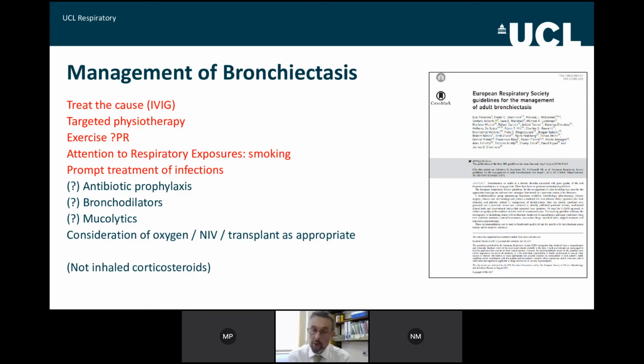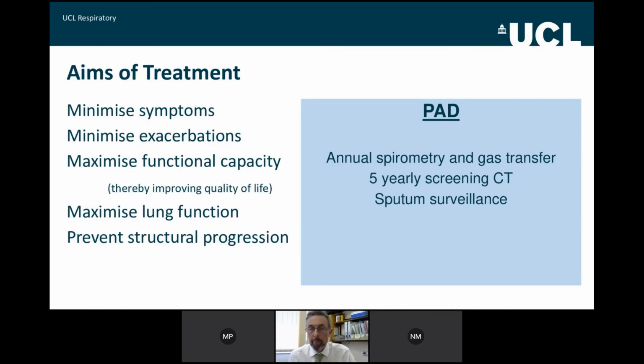And I'll show you some data in just a minute that suggests that that might not be as easy as it sounds. In terms of medicines, we might use antibiotic prophylaxis. There's most evidence for the macrolide family, although of course we have to be careful with side effects and inadvertent consequences, particularly around non-tuberculous mycobacteria, and we sometimes use bronchodilators as well.